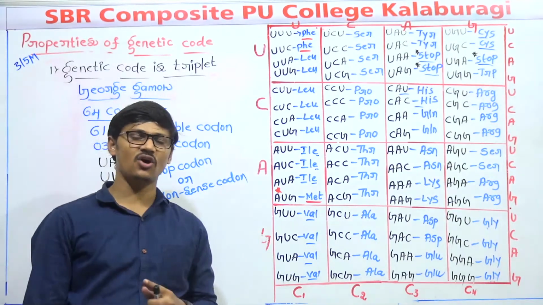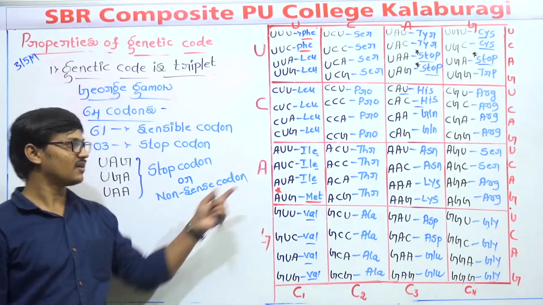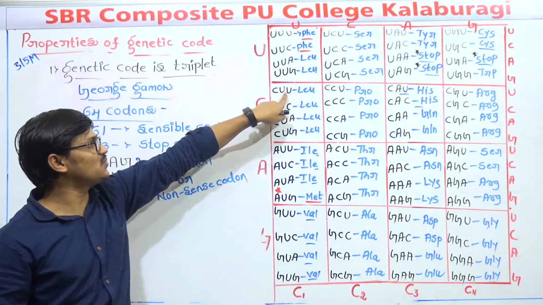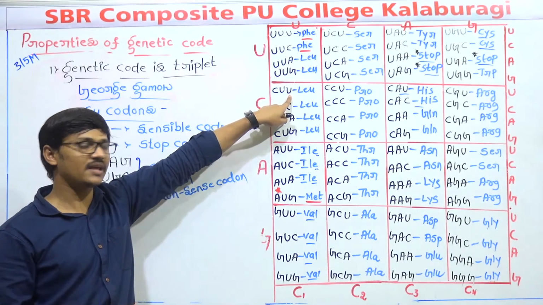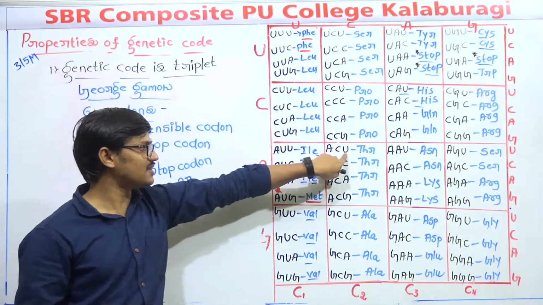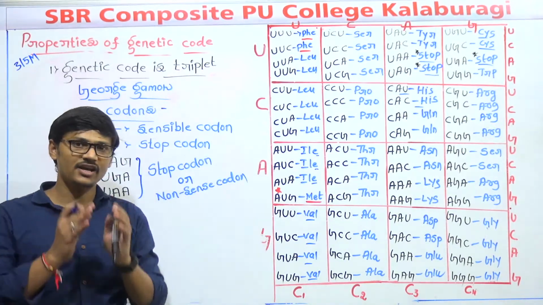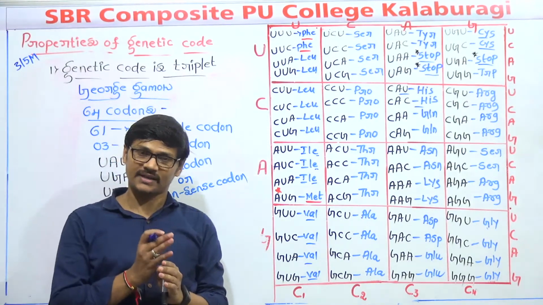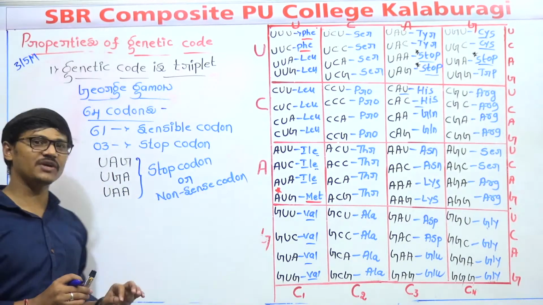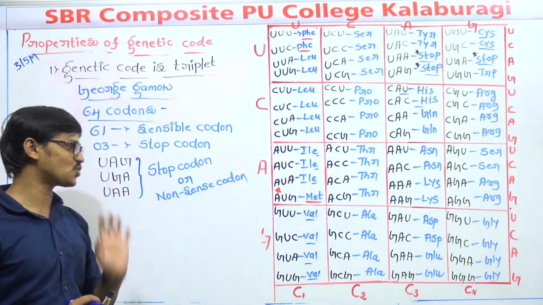Why are they called nonsense codons? Because they do not contain any information about any amino acid, whereas other codons have information. For example, CUU. Is it a stop codon? No. Why? It has information about the amino acid leucine. Take this one, ACU, it is a codon. It has information about threonine. When any codon has information about a particular amino acid, that is called a sensible codon. But these three have no information about any amino acid. That's why they are called stop or nonsense codons.